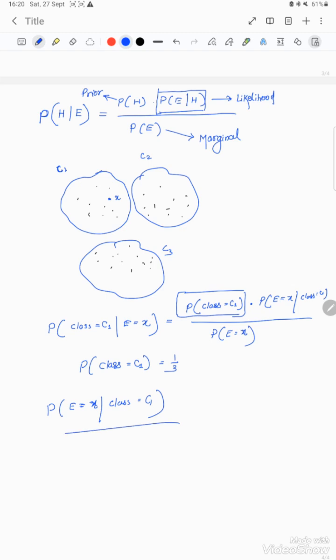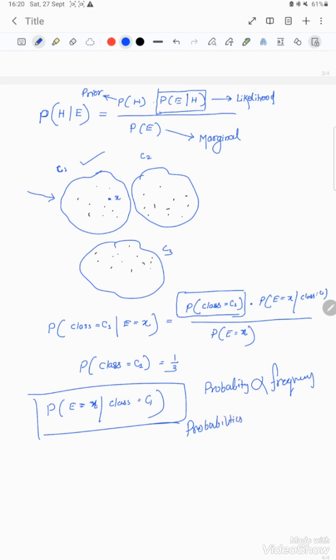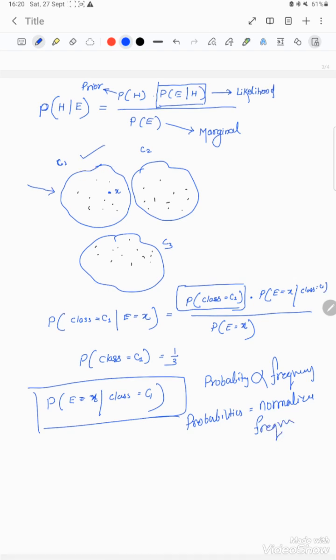Okay, so this thing you can also compute, right? You have 3 classes, so conditioning on class 1 means just sticking to that particular class and counting what is the probability that the evidence equals x. That is easy. Again, you just consider that particular class C1 and do some sort of counting, and you can estimate its probability. Probability is proportional to frequency. You can say probabilities are normalized frequency. Okay, so you can estimate it.